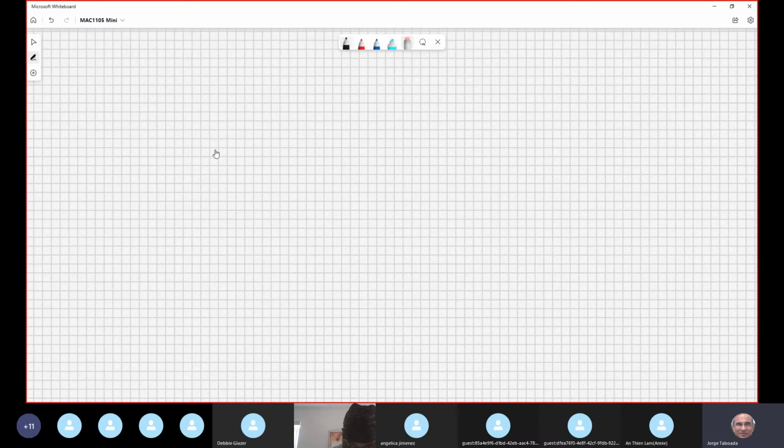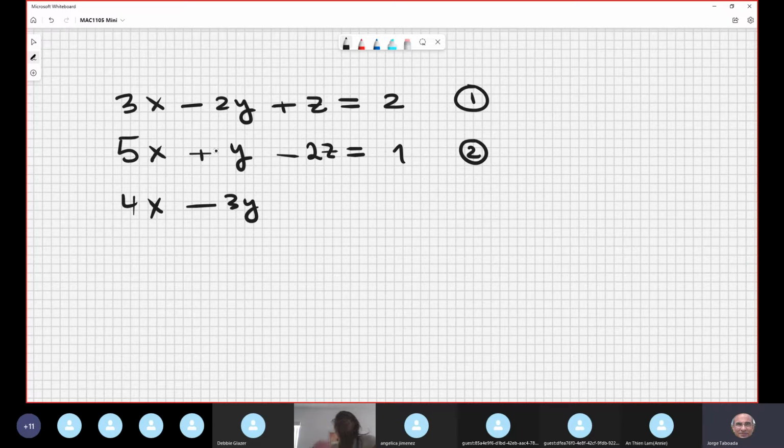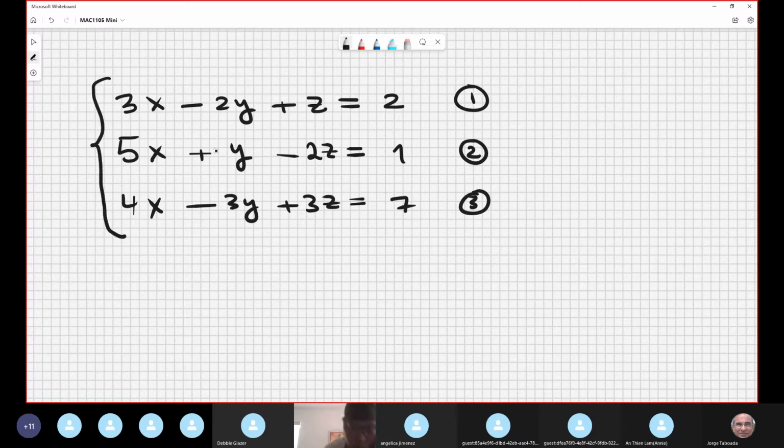Okay, look at that. 3x minus 2y plus z equal to 4, this is my number 1 equation. The second is 5x plus y minus 2z equal 1. Equation 2. The last, 4x minus 3y plus 3z equal 7. Equation 3. And this is my system that I need to solve.